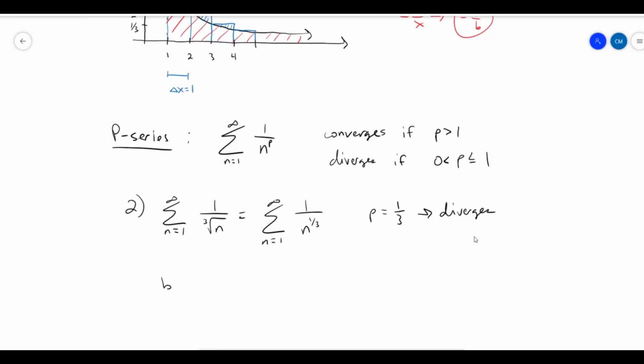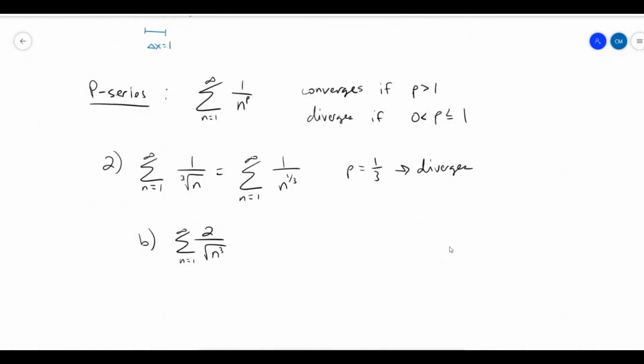For part B, similar. Again, you may have to do one little step at first, change it to a fractional exponent or something like that, and then just determine what that p-value is. So again, change roots to powers. Here you're going to get 2 over n to the 3 halves power, right? Well, again, just check, how does that compare? Well, 3 halves is certainly bigger than 1, right? And so that's all we need to know. This thing converges. Not too bad, huh? So p-series are very nice just because of this reason.